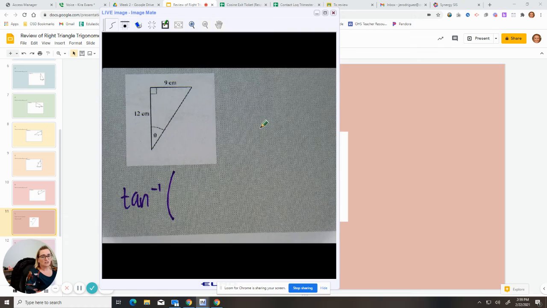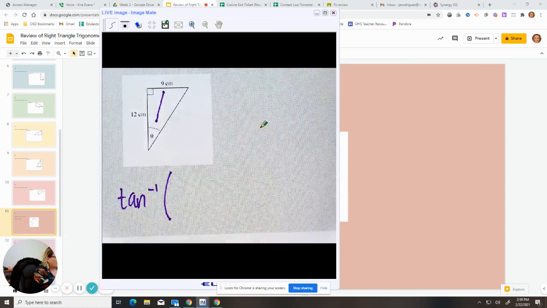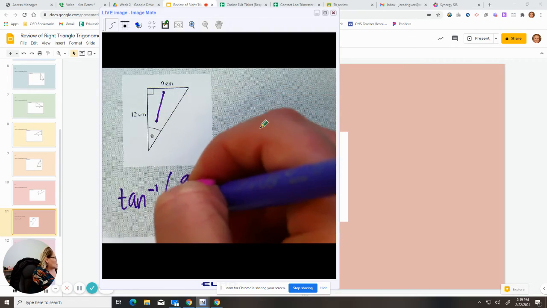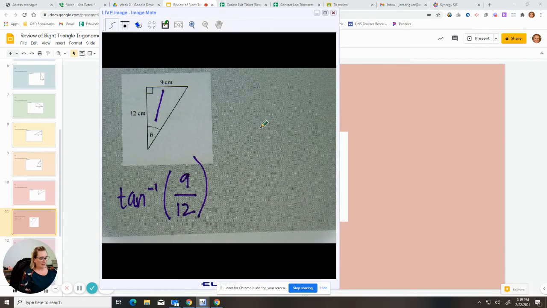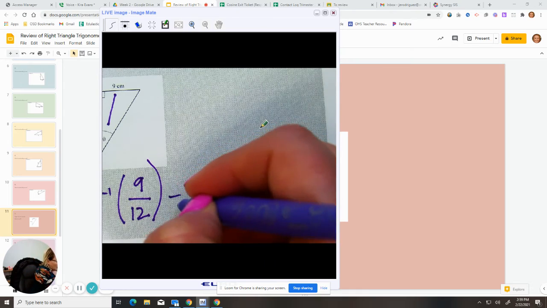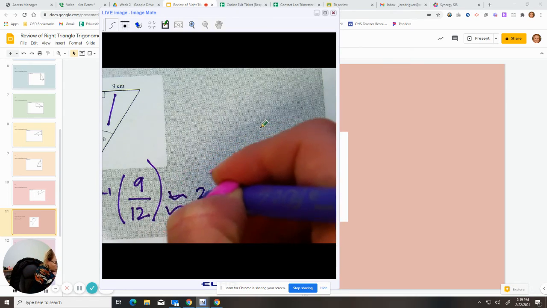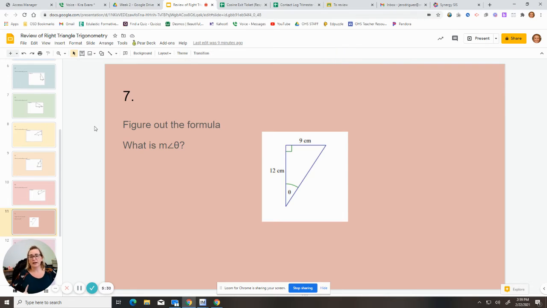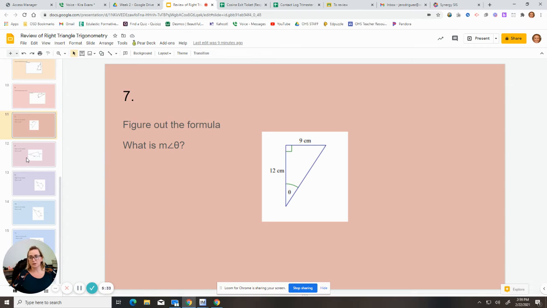So now we just have to determine which side is opposite and which side is adjacent. So remember, opposite is directly across. So in this case, it would be 9, and the adjacent would be 12. And if I type that into my calculator, I end up getting about 36.9 degrees or 37 degrees. So again, it's just a matter of figuring out our formula and then knowing how to plug it in.